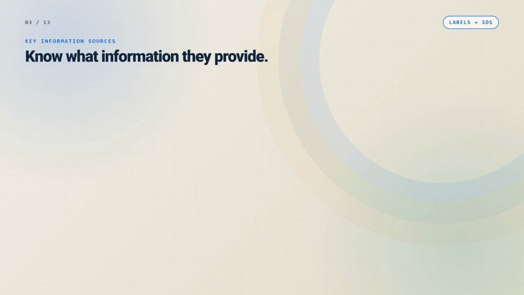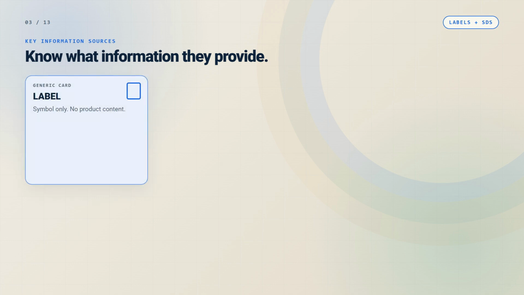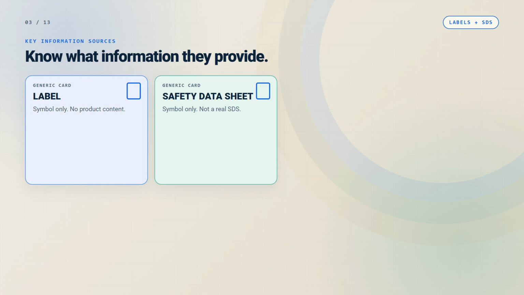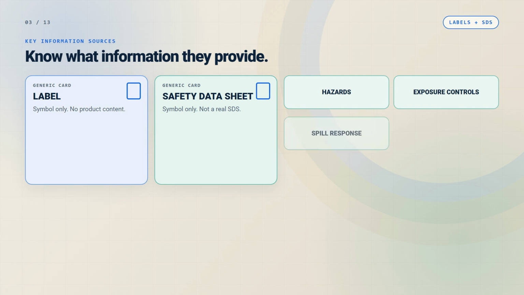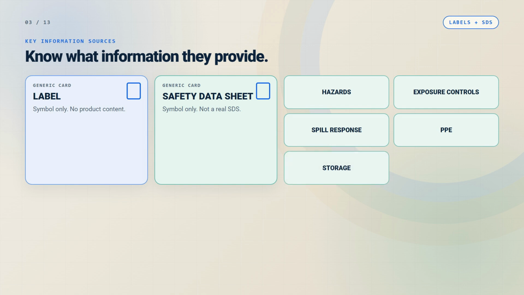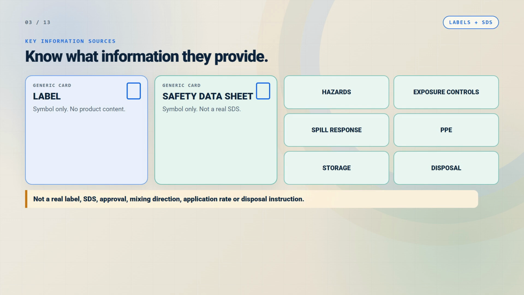Labels and safety data sheets provide key information on hazards, exposure controls, spill response, personal protective equipment, storage and disposal. The label and safety data sheet cards shown here are deliberately incomplete symbols. They are not a real label, a real safety data sheet, an approval, a mixing direction, an application rate, a disposal instruction or evidence that information has been checked for a workplace.